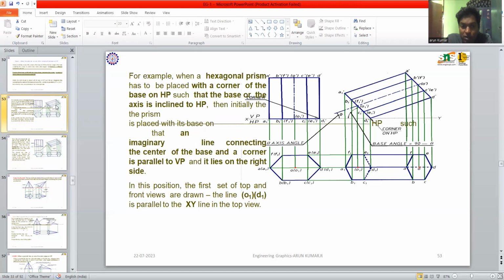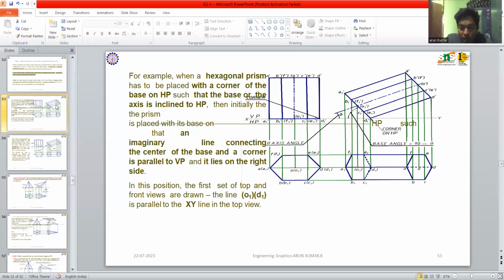According to these conditions, I have to draw the front and top view of the hexagonal prism. So what is the top view? That is the hexagon, it has six equal sides. The base side value is given in the question. After that, complete our top view.